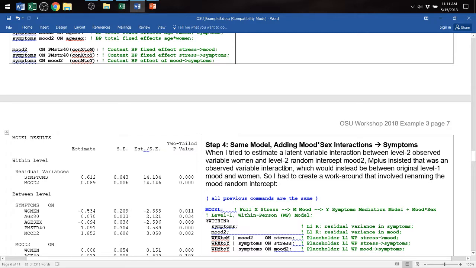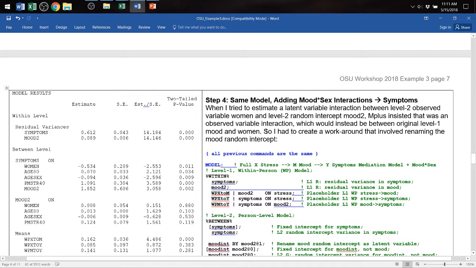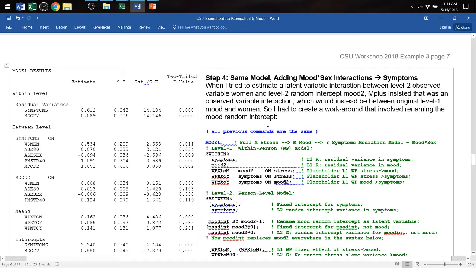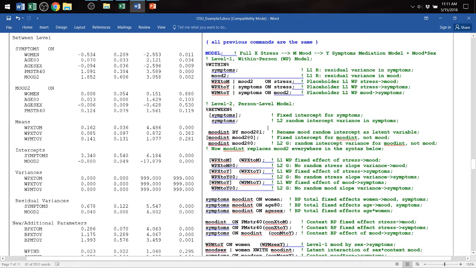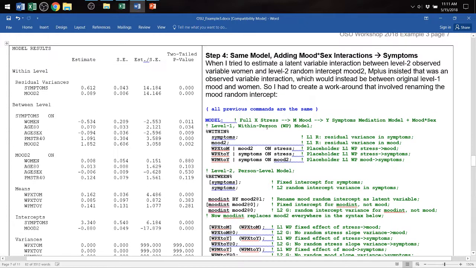It insisted that it would be an observed variable, but I didn't want that. I wanted the level 2 part to interact with stress. So this is a trick that I found on an M+ discussion board that Linda Muthén suggested when you get this particular error that you can't do something.